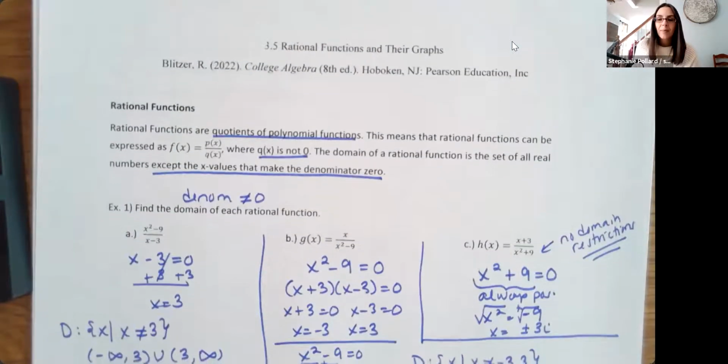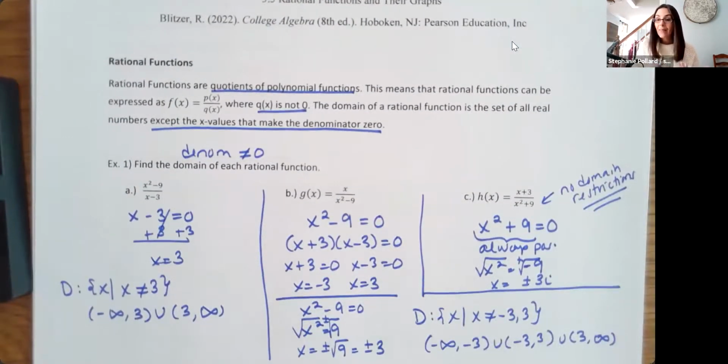So it does work out where sometimes you have rationals that end up not having a domain restriction, and that's because the denominator will never be 0. And this is just one example here.